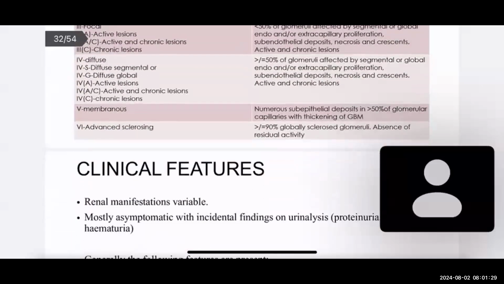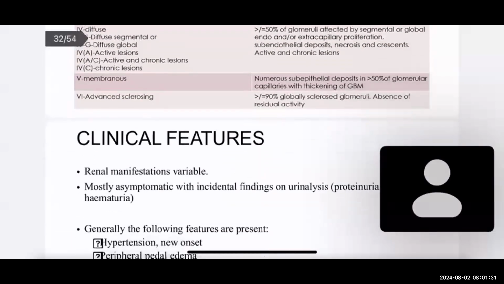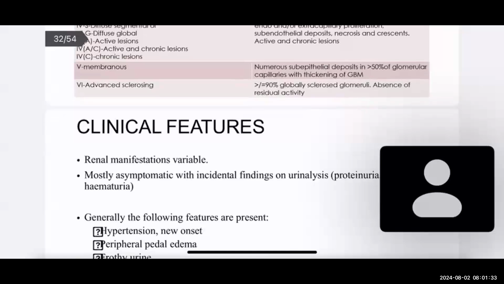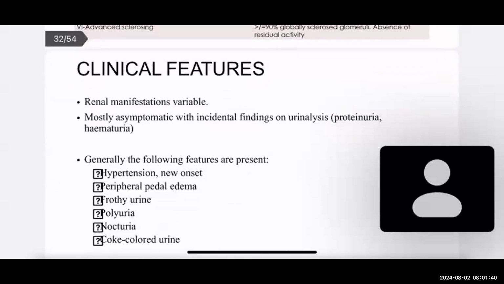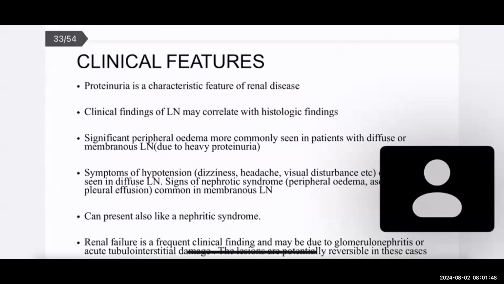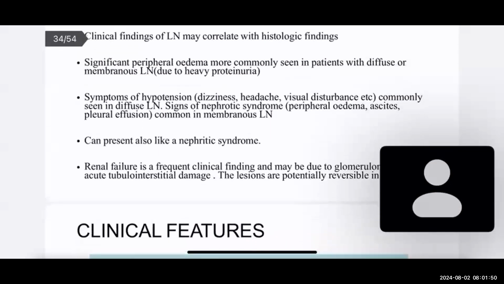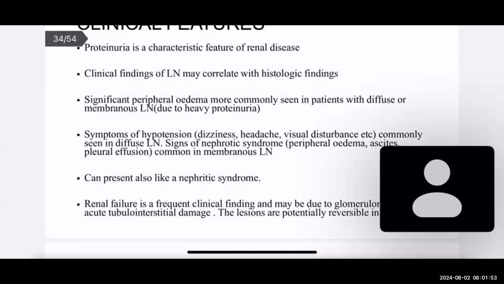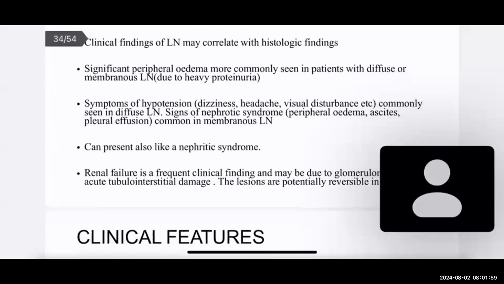And then for patients who have class 5, the membranous type, what we see in class 5 is numerous subepithelial deposits in greater than 50% of glomerular capillaries with thickening of the glomerular basement membrane. Clinical features: hypertension, peripheral edema, frothy urine, polyuria, nocturia, cola-colored urine. Significant peripheral edema is seen especially in patients who have diffuse or membranous lupus nephritis.